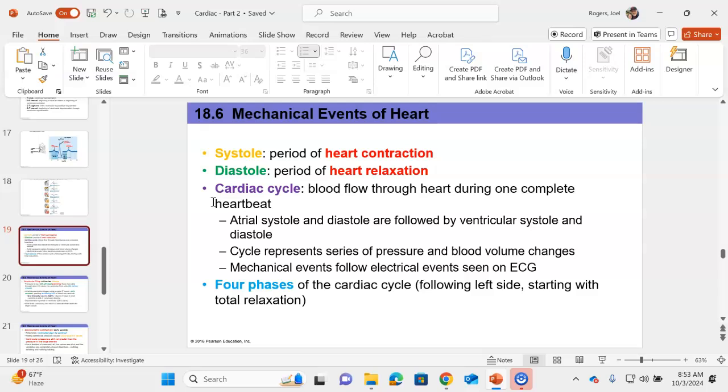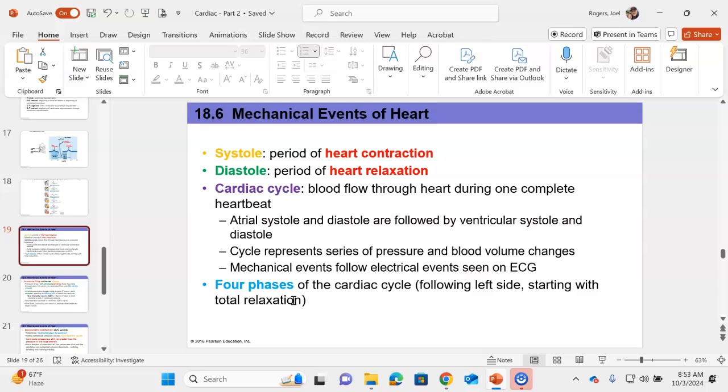What's going on in the heart while it's relaxing and while it's contracting? Okay, so there are four phases. Now, this is something important to remember: there is not a cardiac cycle for the right side and a cardiac cycle for the left side. There is one cardiac cycle only. So literally what's happening on the right side is also happening on the left side simultaneously.